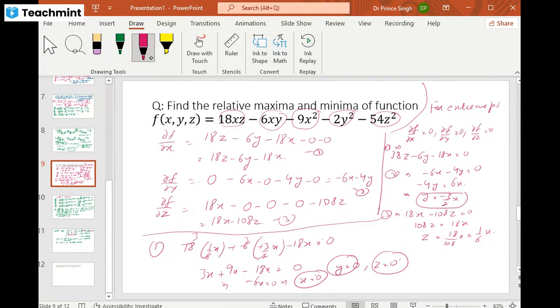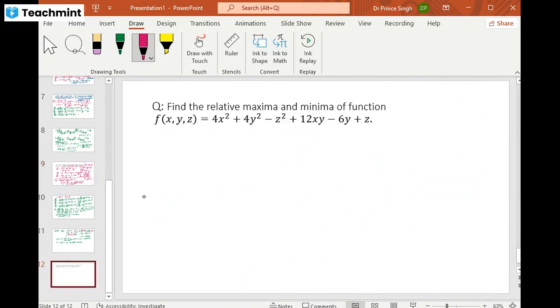So it means that we need to check the condition of maxima. And if all of them are positive, that will give us the condition of minima. And if they are not of the same sign, then it is a condition of neither maxima nor minima. Right? Like here in this case, it is a polynomial function, x square, y square, but these two are positive, this is negative. So it means that it is a condition of neither maxima nor minima. Let us try to check.